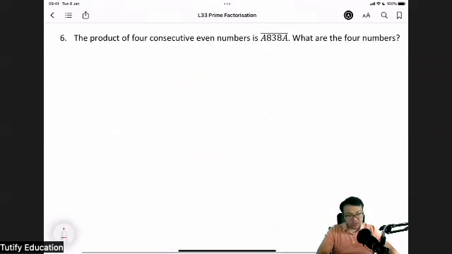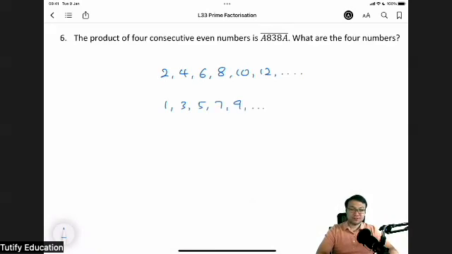So, 4 consecutive even numbers. Can I ask Talia, what is the meaning of consecutive even numbers? Can you give me an example? 2, 4, 6, 8. Okay, hold on. 2, 4, 6, 8, 10, 12, and so on. These are all consecutive even numbers, right? Yeah. Give me examples of consecutive odd numbers. 1, 3, 5, 7, 9. Very good. 11, 13. Yes, correct.